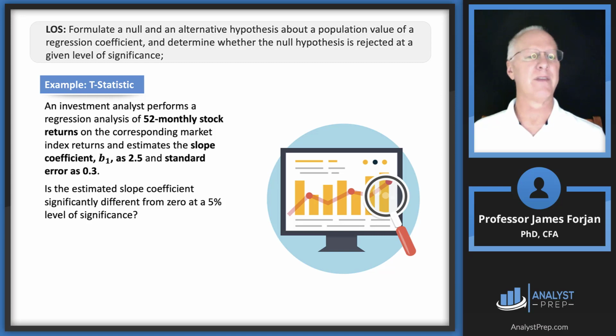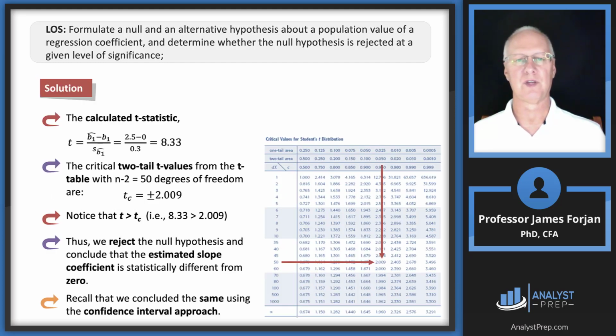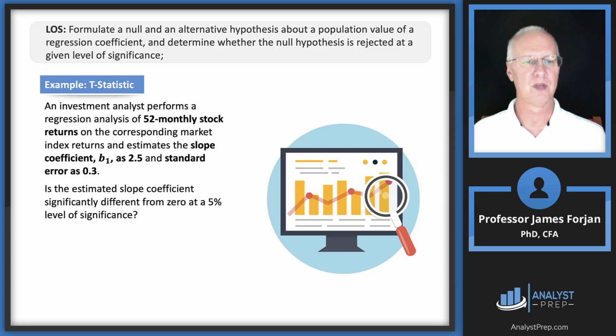All right, let's take a look at a different example here. 52 monthly stock returns. Using market index returns, we get a slope coefficient of 2.5, standard error of 0.3. And so let's go ahead and put together a t-test to see if it is statistically significant. So there's our calculation. So 2.5 minus 0, right? What's our null hypothesis? Is the estimated slope coefficient significantly different from 0?